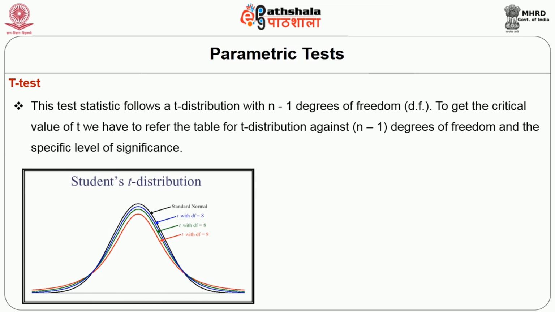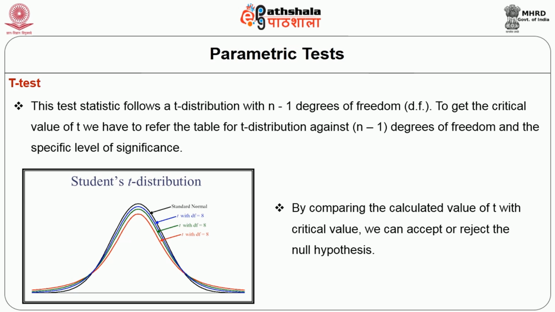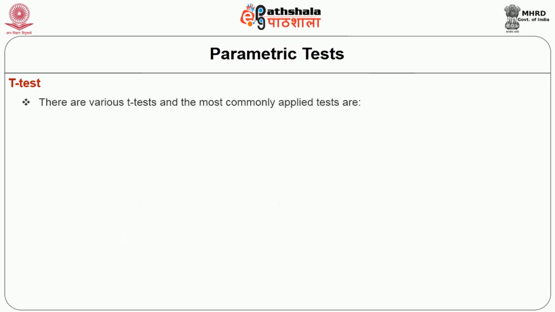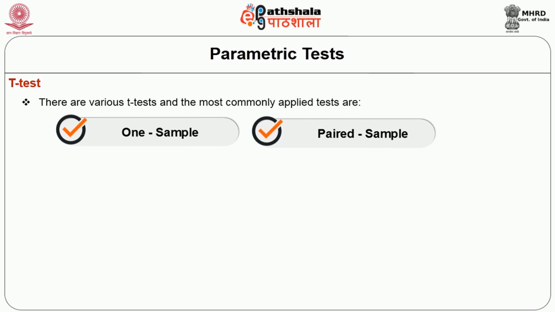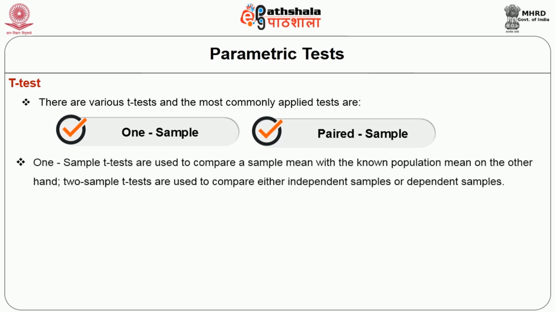This test statistic follows a t-distribution with n-1 degrees of freedom. To get the critical value of t, we have to refer to the table value for t-distribution against n-1 degrees of freedom and the specific level of significance. By comparing the calculated value of t with the critical value, we can accept or reject the null hypothesis. There are various t-tests, and the most commonly applied tests are the one sample and paired sample t-test. One sample t-tests are used to compare a sample mean with a known population mean.